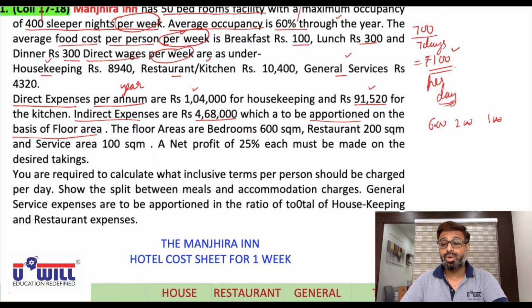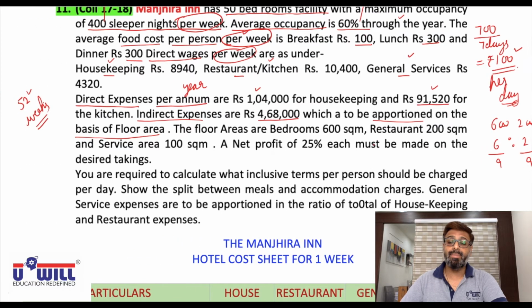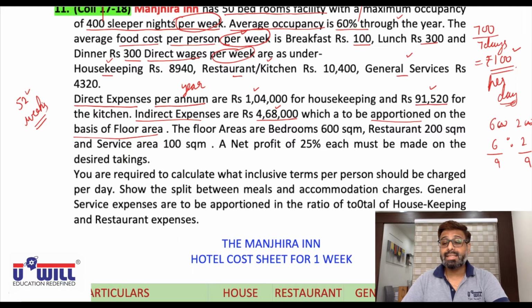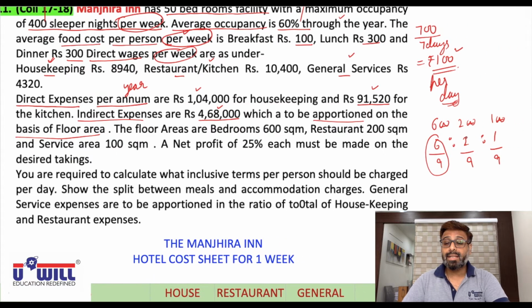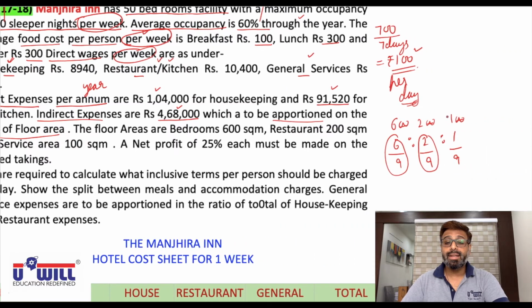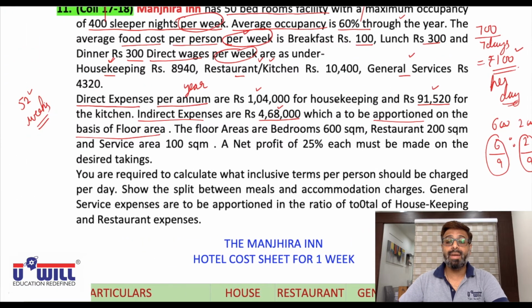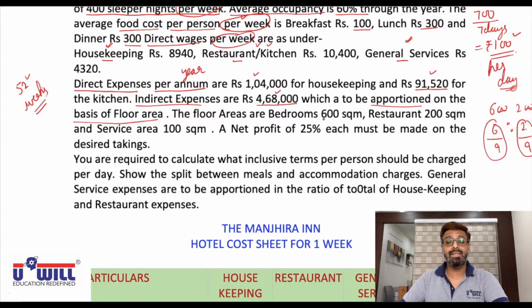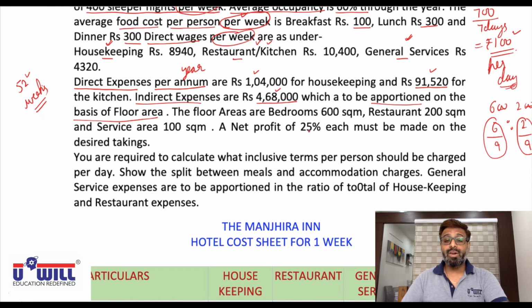If you remove the zeros, then you'll get the ratio 6:2:1. Same like last question, the ratio 6/9, 2/9, 1/9 means 4,68,000 into 6/9 of indirect expense will be allocated to housekeeping, 4,68,000 into 2/9 of indirect expenses will be allocated to restaurant, and 4,68,000 into 1/9 will be allocated to general service.